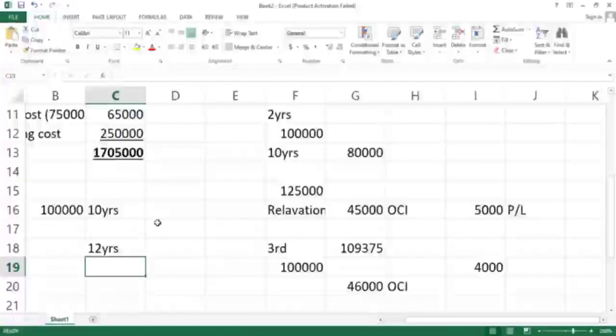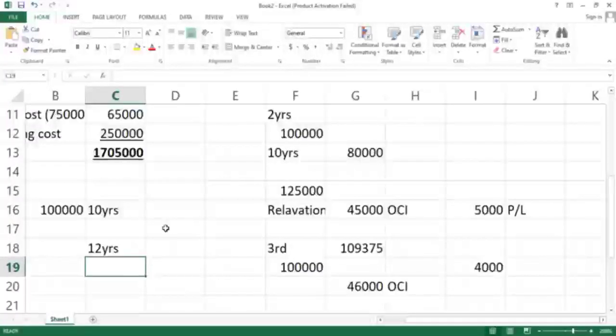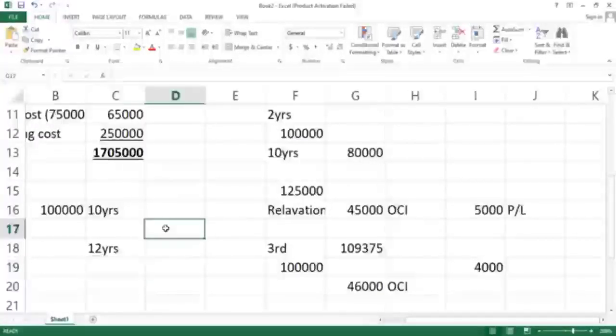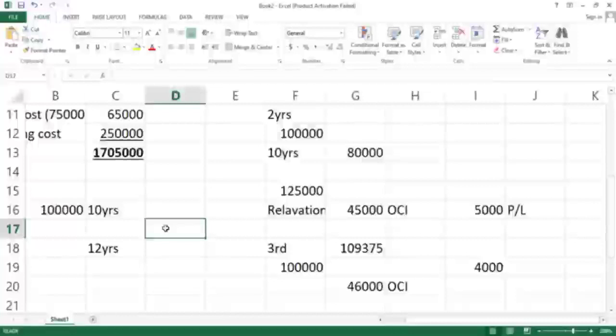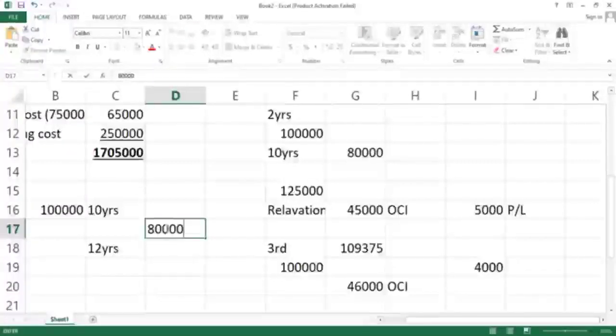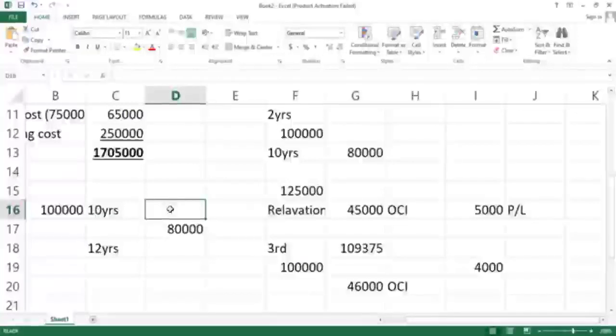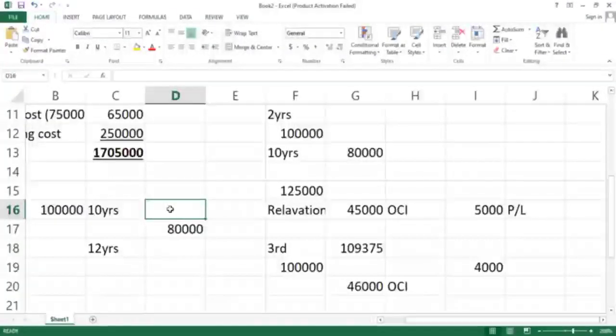So what will happen is that you have already used the asset for how many years? 2 years. So if you have already used the asset for 2 years, at the date of the review of the useful life, what should have been the value of the asset? 80,000. Yes. So now you are saying that the total useful life should have been 12 years. You have already used two. So what would be the remaining useful life?